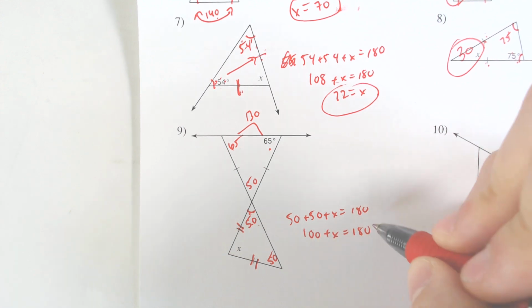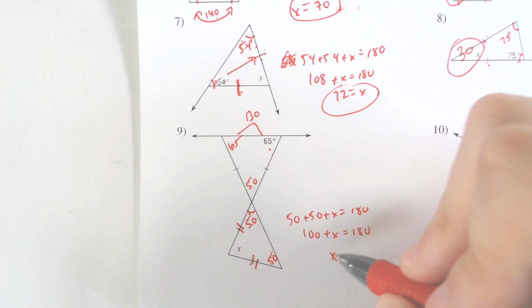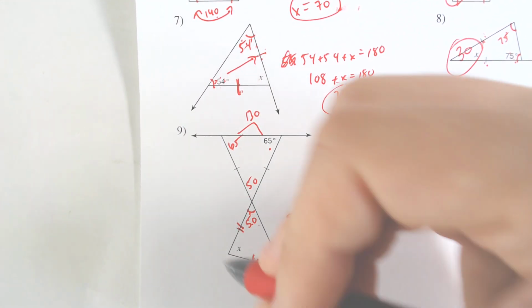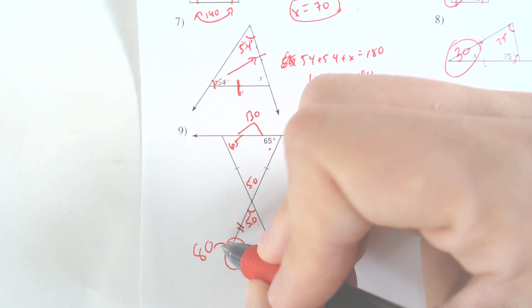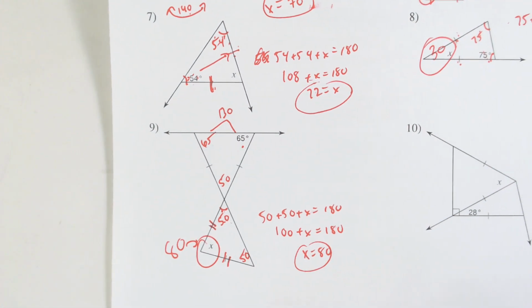You could subtract the 100, or you could think, well, that means that x has to just equal 80 for this to total to 180.